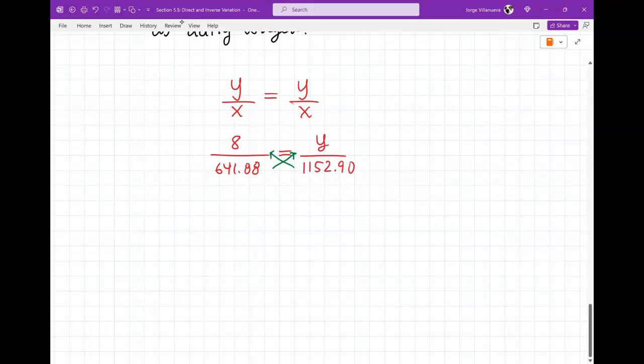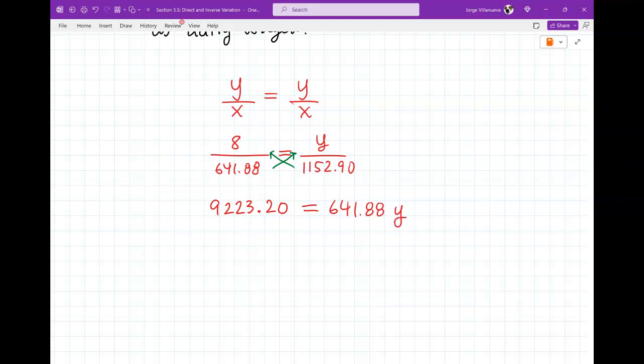Give you a little bit of time to fix that. Notice how my money is both on the bottom, right? That makes sense because they're directly related, so they should both be either both on the bottom or both on the top. All right, now let me do the multiplication. 1,152 and 90 cents times 8. That's going to give me 9223.20, and that's equal to 641.88 y. That looks a lot better.